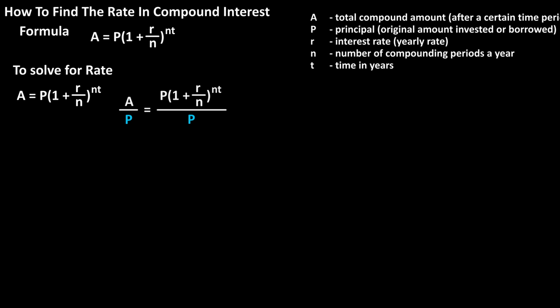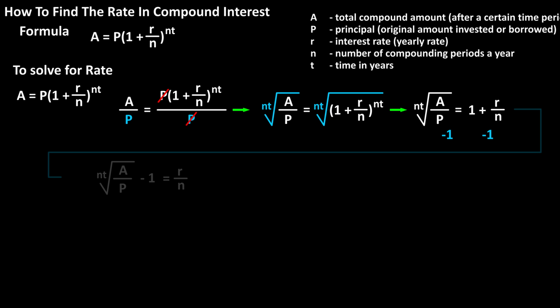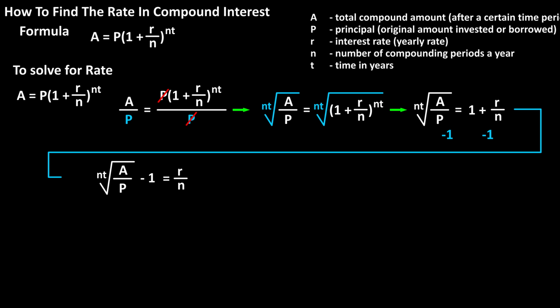We first divide both sides by P, the principal, which gives us A divided by P equals the quantity 1 plus R divided by N raised to the N times T. Next, we need to get rid of the N times T power on the right side of the equation. We do this by taking the N times T root of both sides. And after we do this, we have the N times T root of A divided by P equals 1 plus R over N. Next, we subtract 1 from both sides to get the N times T root of A divided by P minus 1 equals R over N.